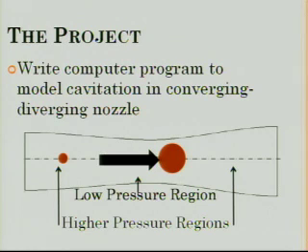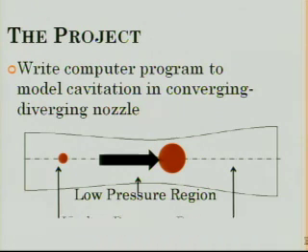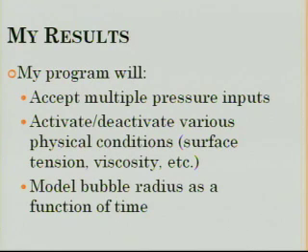The goal of my project was to mathematically model cavitation in converging diverging nozzles. In a CD nozzle, regions of relatively high pressure flank a lower pressure region at the nozzle throat. Cavitation bubbles form in this low pressure region. As the bubbles continue to move through the nozzle, they collapse and rebound due to the increase in pressure. This causes shock waves to form. So I wrote a MATLAB program which takes many different pressure inputs and returns a plot of bubble radius versus time.